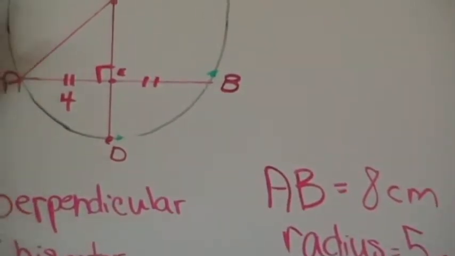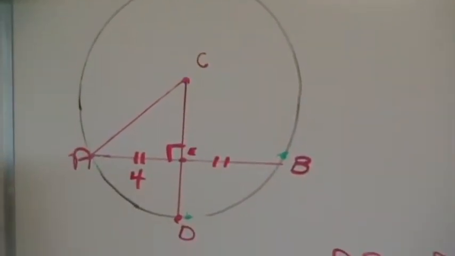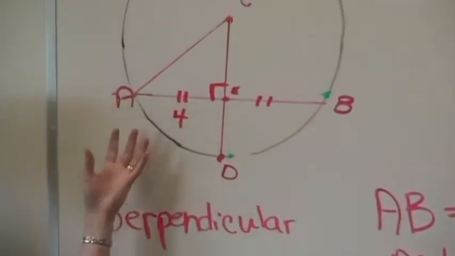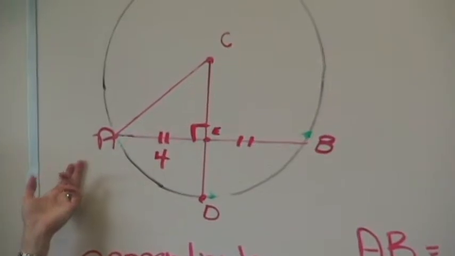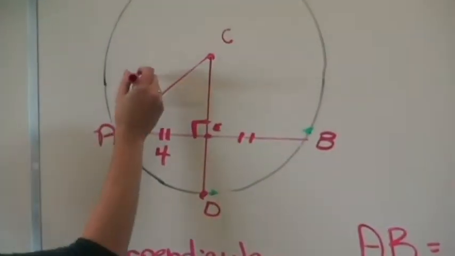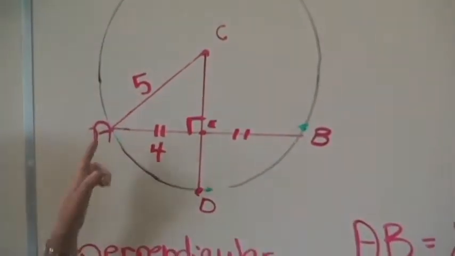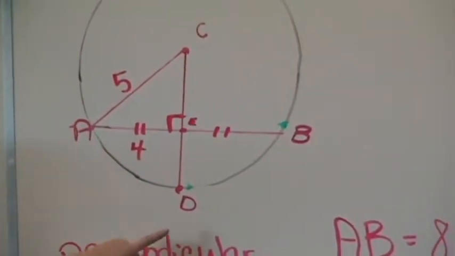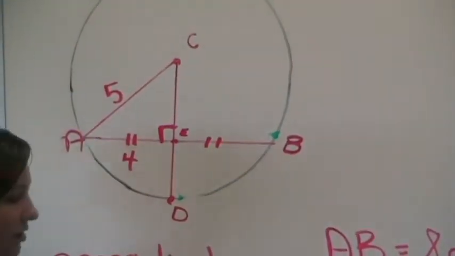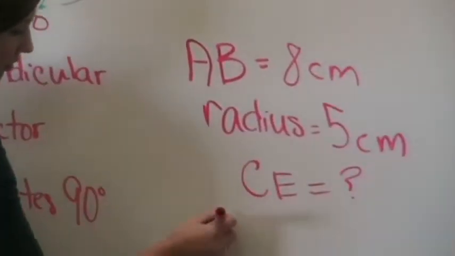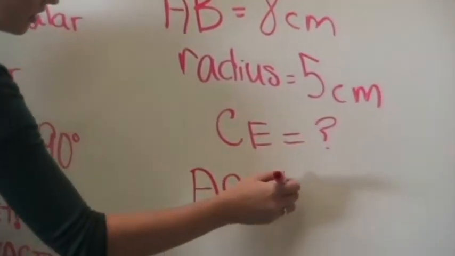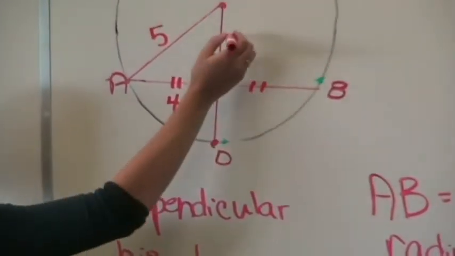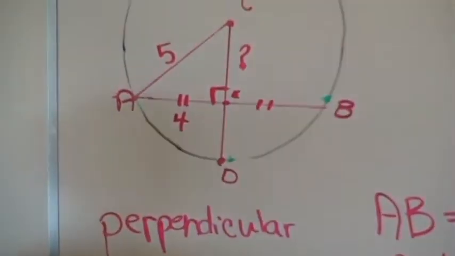Okay? What else can we label on here? It says the radius is 5 centimeters. Do we have a radius on here? A and C. How did you know that? A straight line from the center point to anywhere on the outer edge is 5 centimeters. So we can add this to what we know. AC is 5 centimeters. And we don't know CE. How can we find CE?